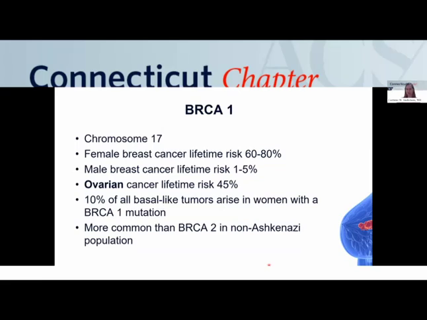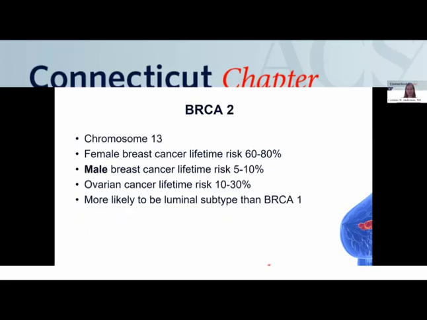That can be really tricky on the exam because, again, if you have a patient who has a BRCA1 mutation and what type of breast cancer are they most likely to get, it's still luminal. It's just that the proportion overall of triple negative cancers is higher than the general population. BRCA2 is the more common mutation than BRCA1 in the non-Ashkenazi population.